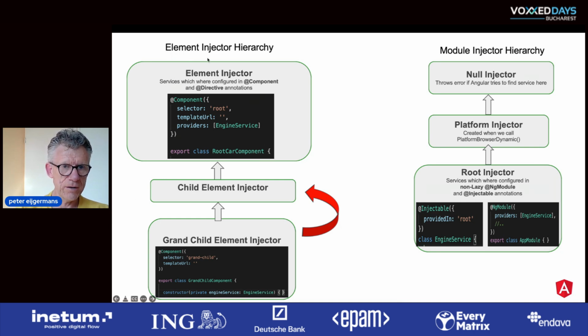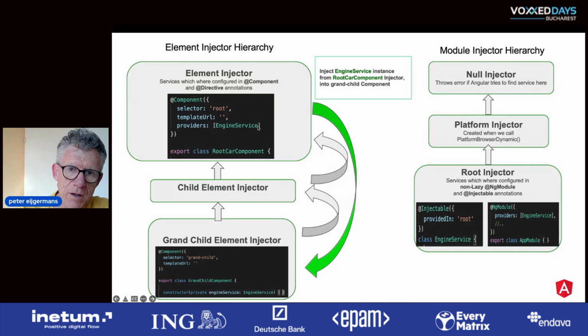First, it starts here at the element injector hierarchy underneath, when the grandchild component wants to resolve a dependency, but it does not have it itself. It goes up and looks if it can resolve its dependency in this child element injector. If it cannot resolve this dependency, it will look upstairs, and you see here it provides an engine service, and that is okay.